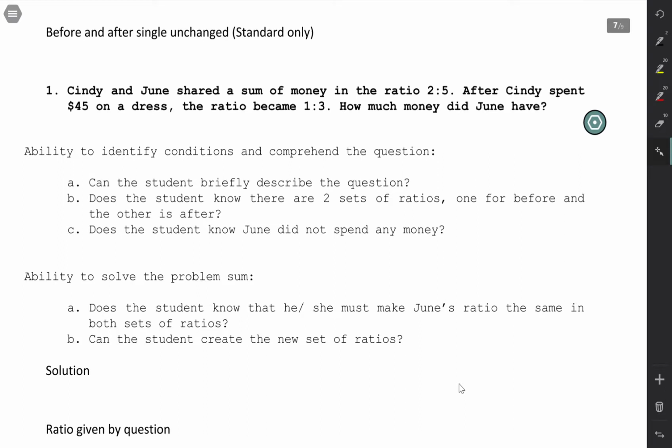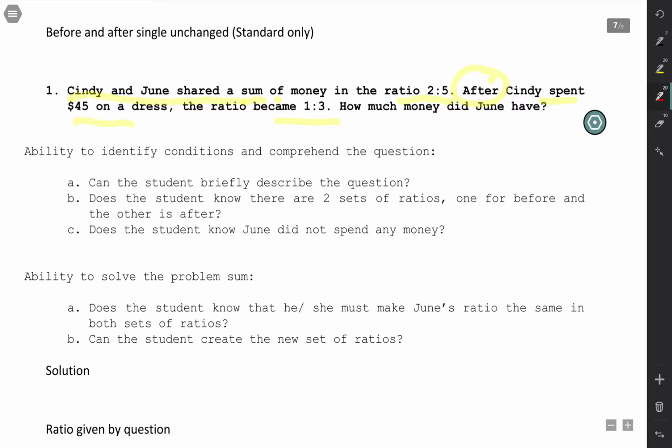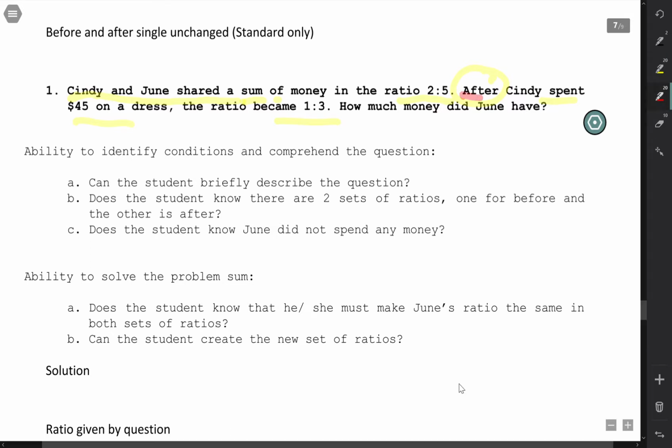The next concept that we're going through is before and after, single unchanged. The characteristics of this type of question is that there is a scenario before and after. At first, Cindy and June share a sum of money in a 2:5 ratio. After Cindy spent some money, the ratio becomes 1:3. Once again, there's a before and then there's an after.